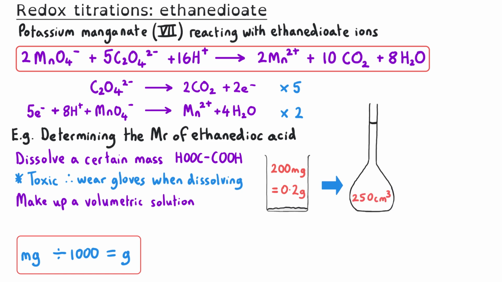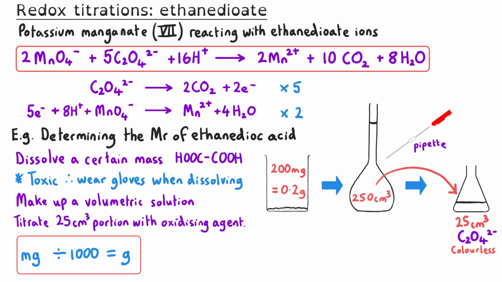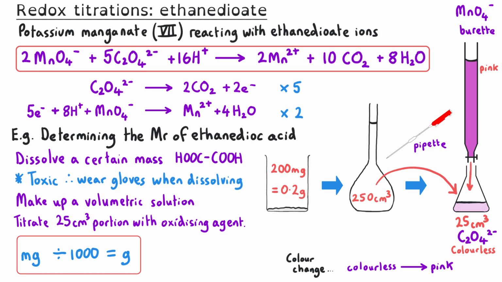And then you would dissolve it, and once fully dissolved, you'd make up a volumetric solution in a volumetric flask in some kind of volume, such as 250 cm cubed. And then you'd titrate 25 cm cubed portions of this solution in a conical flask with this manganate 7 ion from the burette, which is pink at the start. During the titration, the manganate 7 ions become decolorized, and so whilst it's pink in the burette, it would be colorless as it is added to the colorless ethanedioic acid solution, but then once all that ethanedioic acid has been used up, the color change at the endpoint would be colorless to pale pink.